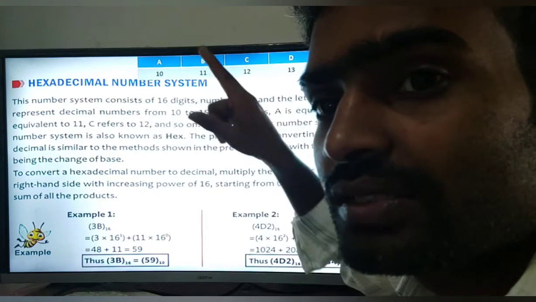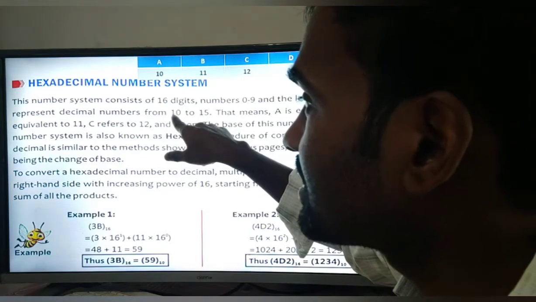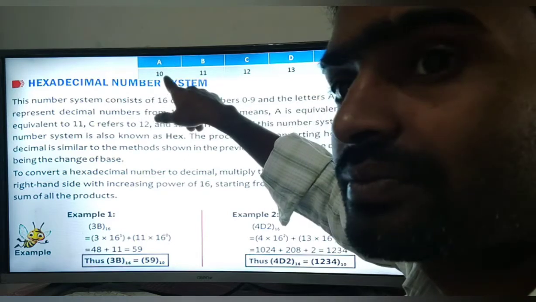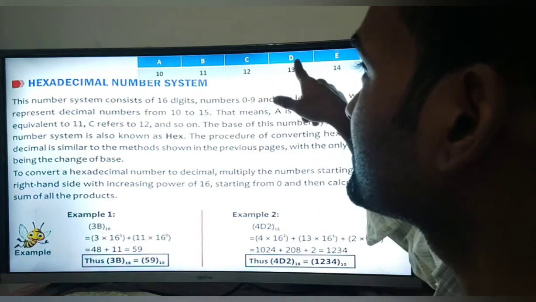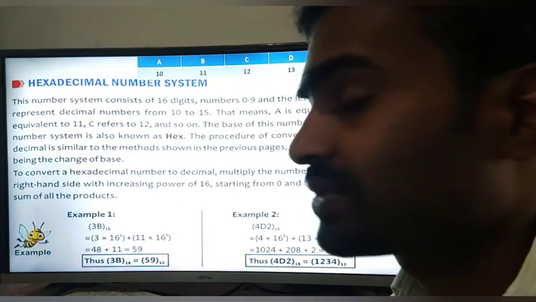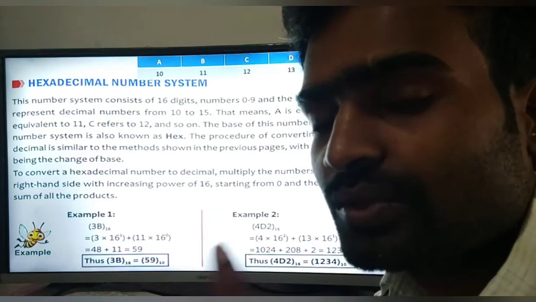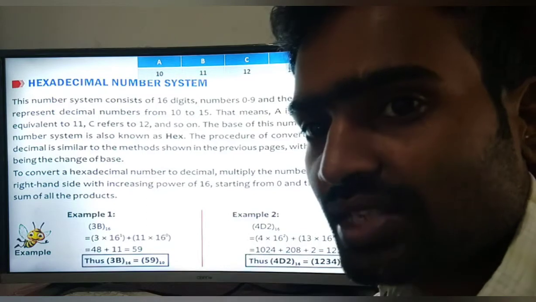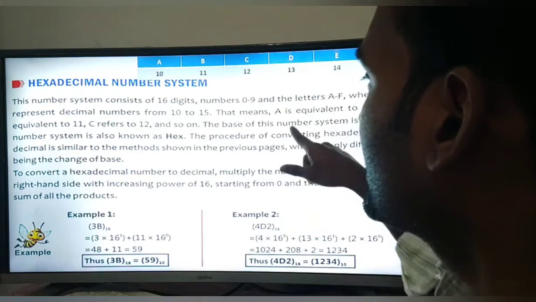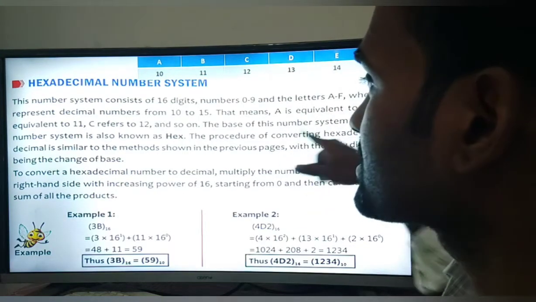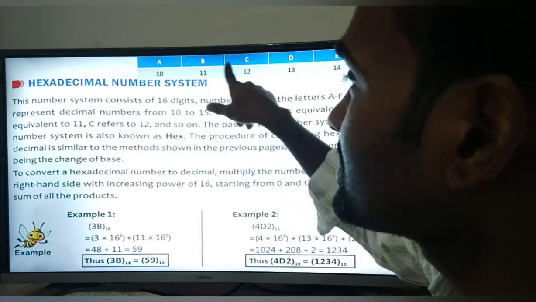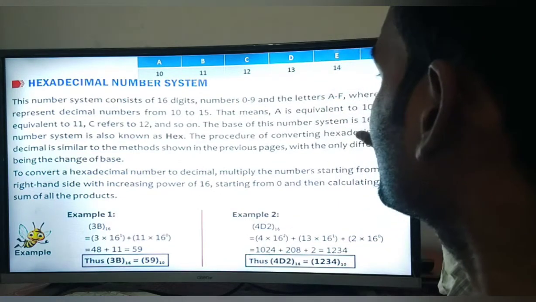In decimal we have seen 0 to 9. Now in hexadecimal they add the values 10 to 15. A means 10, B 11, C 12, D 13, E 14, F 15. So if you write A, the meaning is 10. If you write B, the value is 11. Like that we have to write it. A is equivalent to 10, B is equivalent to 11, C refers to 12, and so on, till F.